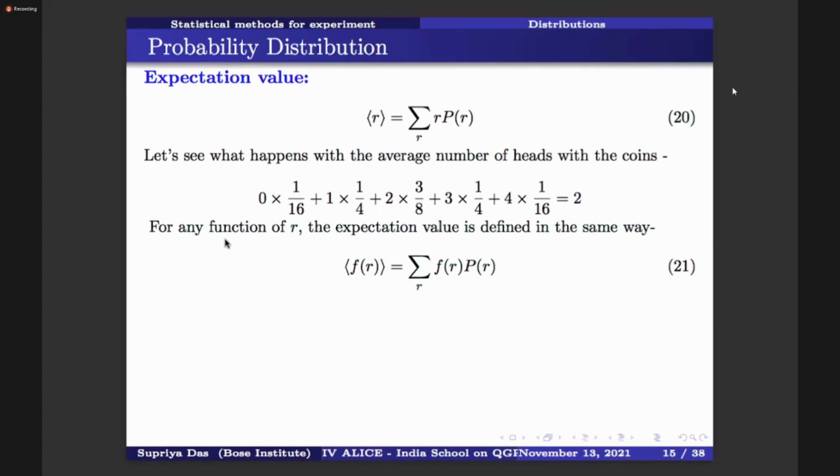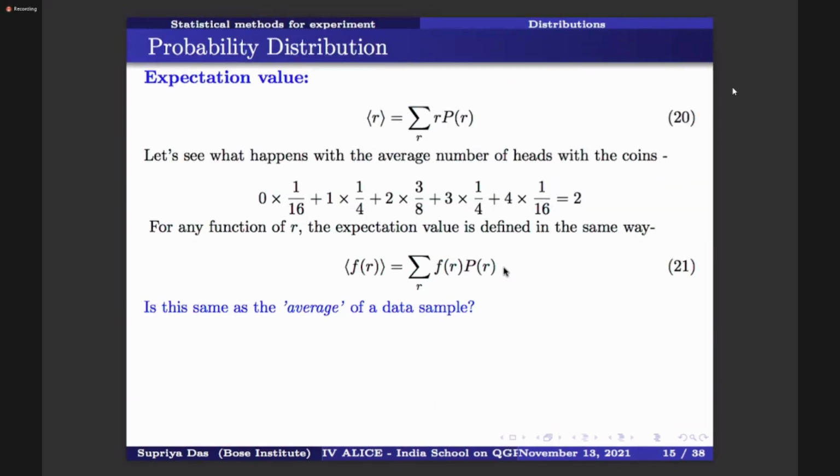Similarly, for any function of R, we started with R, the expectation value is defined in the same way. That is, the expectation value of f(R) is f(R) multiplied by PR, summed over R.